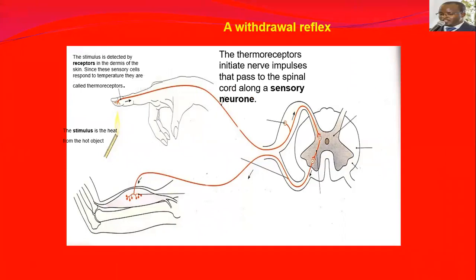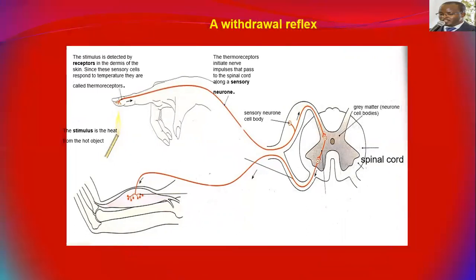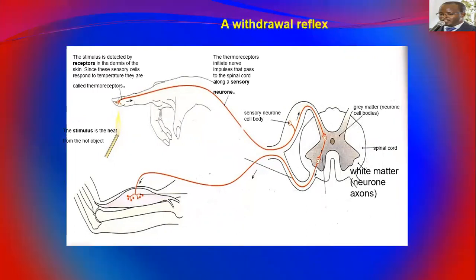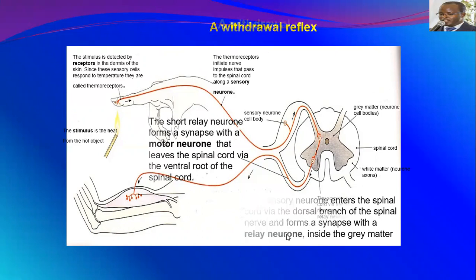Then the thermoreceptors initiate nerve impulses that pass to the spinal cord along the sensory neuron. Then from there, you have the integratory center, which is the interneuron within the gray matter of the spinal cord that is going to process the information. So the sensory neuron enters the spinal cord via the dorsal branch of the spinal nerve and forms a synapse with a relay neuron inside the gray matter. So the relay neuron is the other word for interneuron.